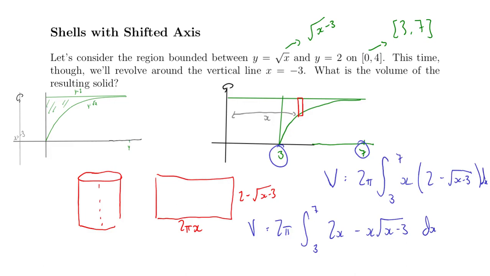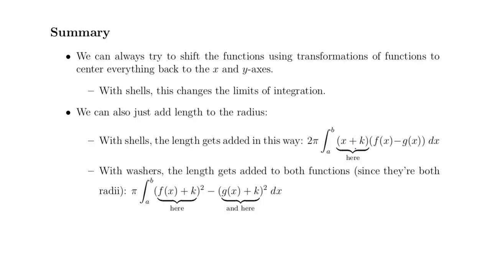So all this to say, here's our summary. When you're looking at something where the axis isn't necessarily the horizontal x-axis or the vertical y-axis, you can always try to shift your functions using transformations, shifts left and right, up or down, to center everything back to the x or y-axis. So if you have something where your axis of revolution is y equals -2, it's 2 units underneath. You can shift everything up 2 units if you'd like. Notice that with shells, that's going to change your limits of integration as well, not just the functions.